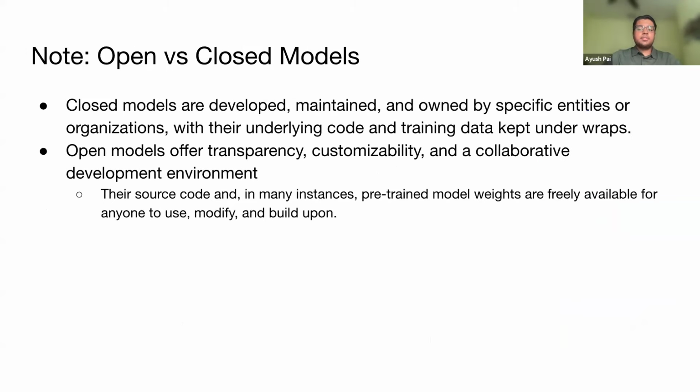So when discussing LLMs, it's really important to consider the distinction between open and closed models. Closed models are developed and maintained and also owned by specific entities or organizations with their underlying code and training data kept really proprietary. In contrast, open models offer transparency, customizability, and really collaborative development environments, and their source code is a lot of times available, and also their pre-trained model weights are available for anyone in the public to download, run locally, and freely use, modify, or build upon, or fine-tune, whatever they want to do.